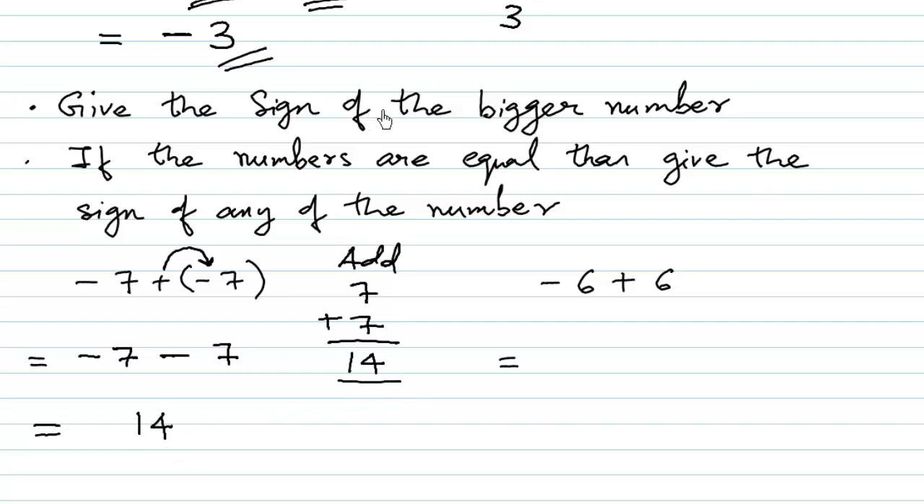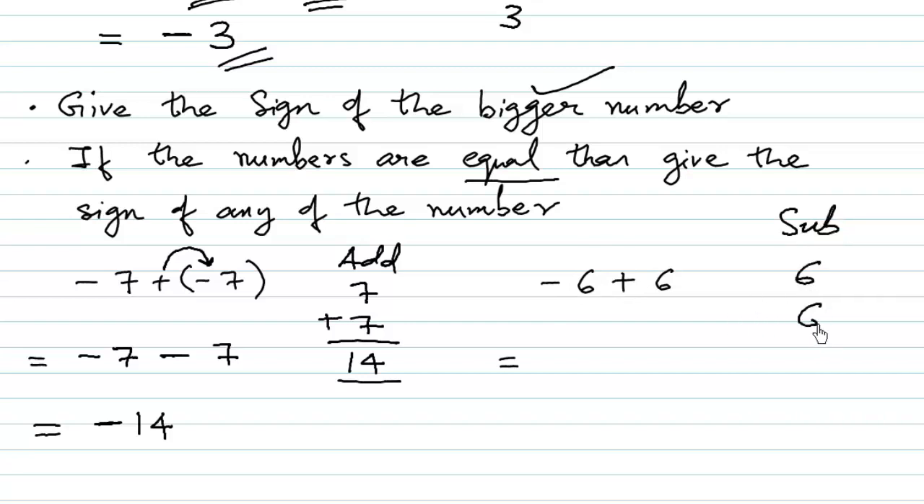And then we need to give the sign of the bigger number. But over here both the numbers are 7. So if the numbers are equal, then give the sign of any number. So over here both the numbers are negative, so just give a negative sign. What about the sum now? -6 plus 6. So minus and plus is minus. So we need to subtract this time.